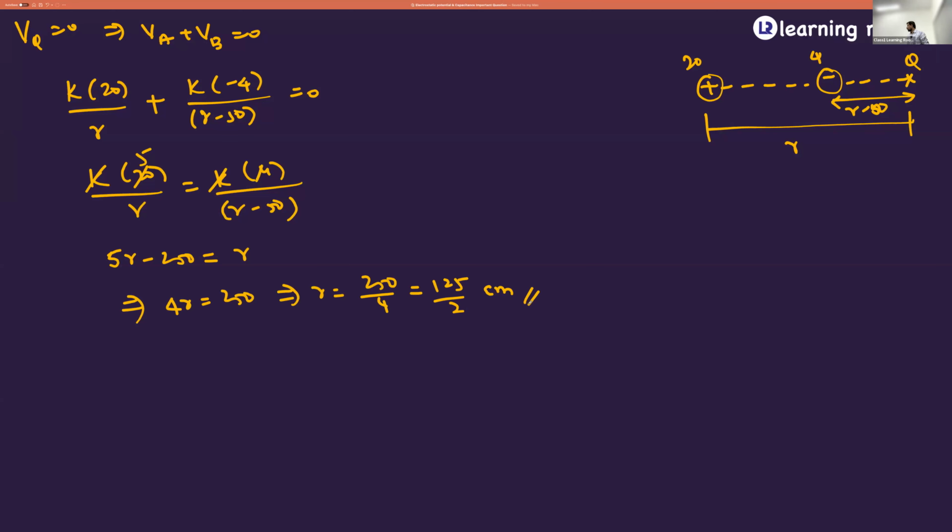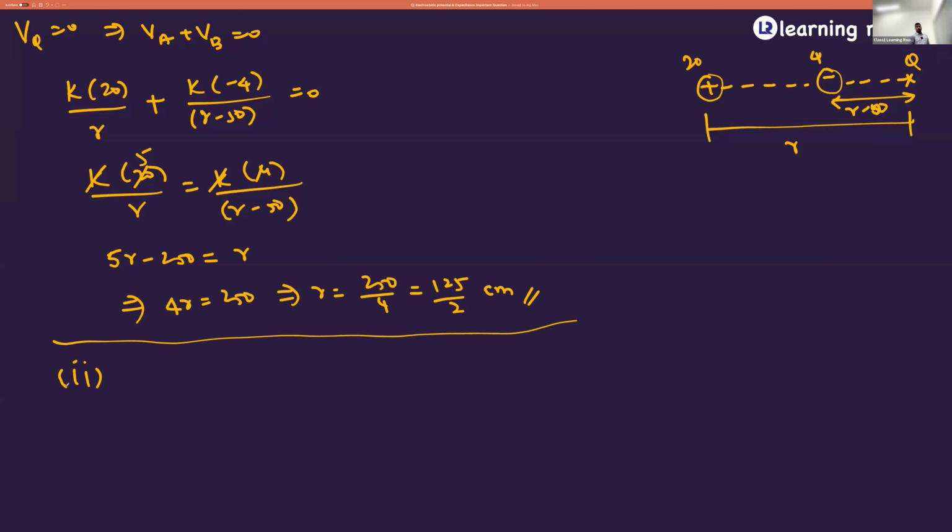Right. So it will be 125 by 2 centimeter. This is the second point from the 20 microcoulomb charge at which the potential can be 0. Okay. So I'll solve the next part.